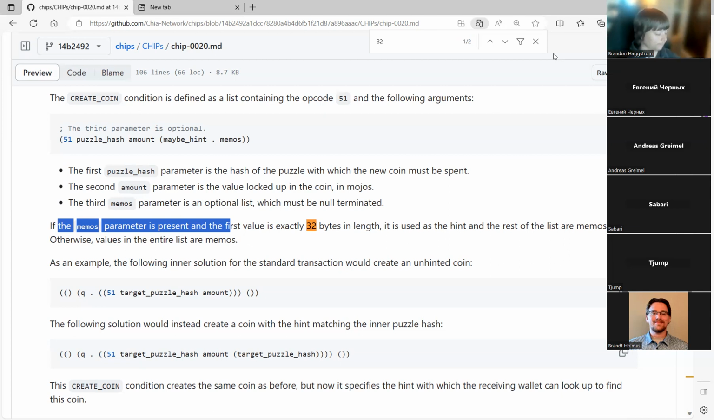Yeah. So I mean, I don't know. We could potentially be painting ourselves into a corner, I think is the point, if we automatically consider all 32 byte memos to be a hint, or the first memo to be a hint. Yeah. Okay, that's another great question. So we should think about that a little bit more, and then we'll get back to you guys.